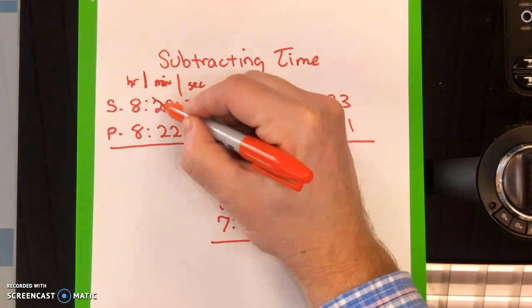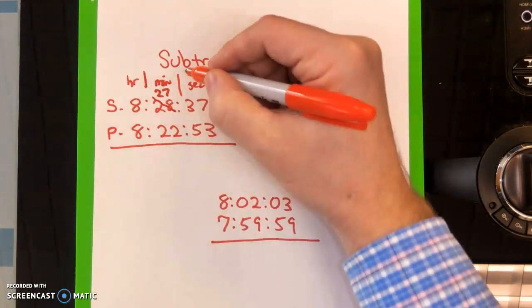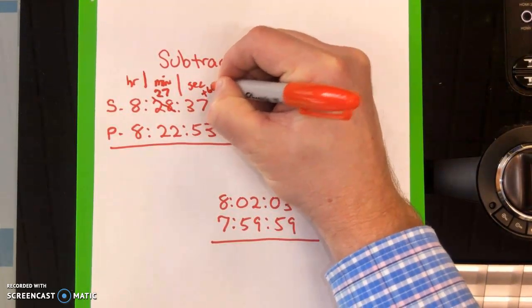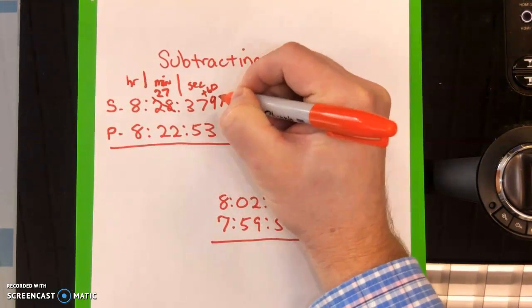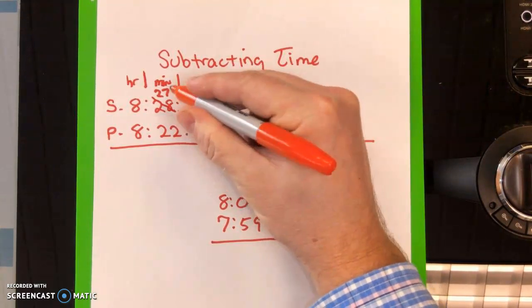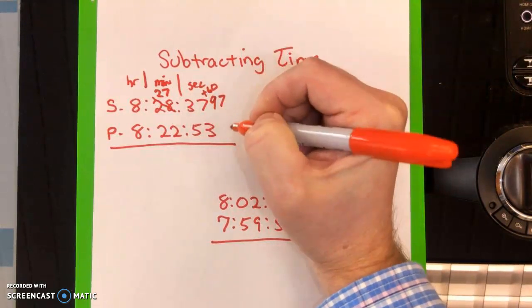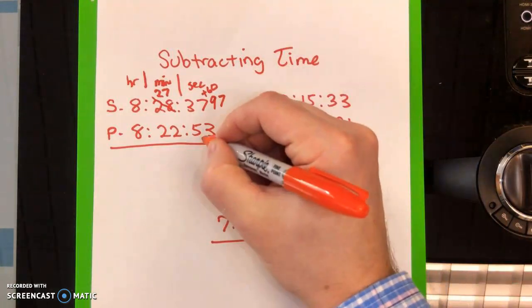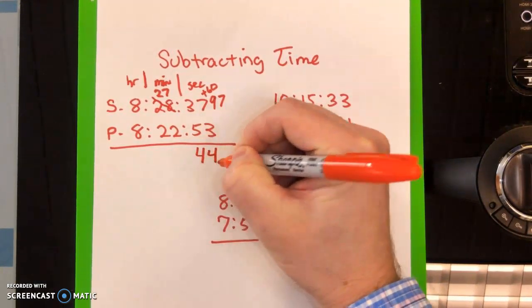And that 28 now becomes a 27. Okay? We borrow that minute and we need to add it over here to our seconds. That minute is actually 60 seconds, so the 60 seconds you borrow, plus the 37 that was already there, gives you 97. Okay? Now you can subtract that. So 97 minus 53, you can use a calculator or whatever you want, gives us 44.